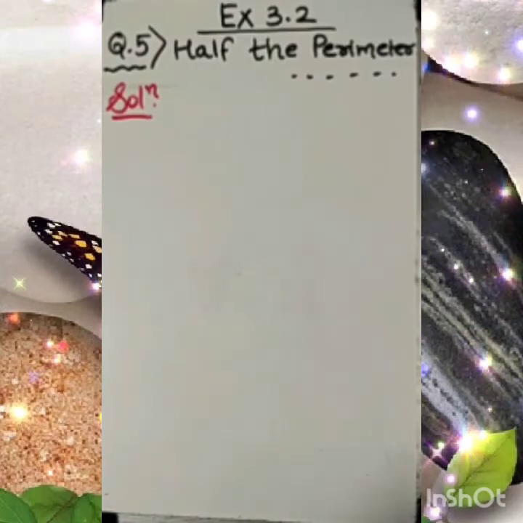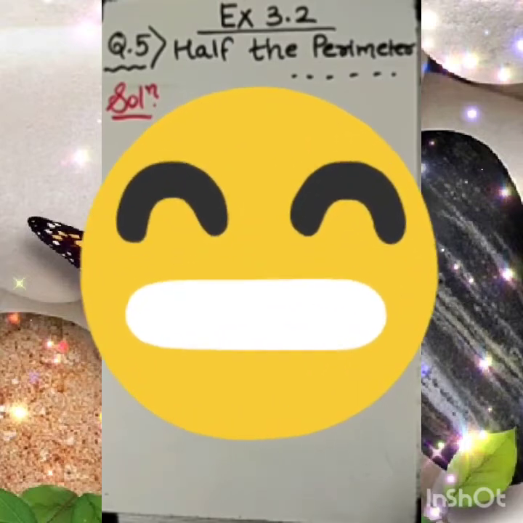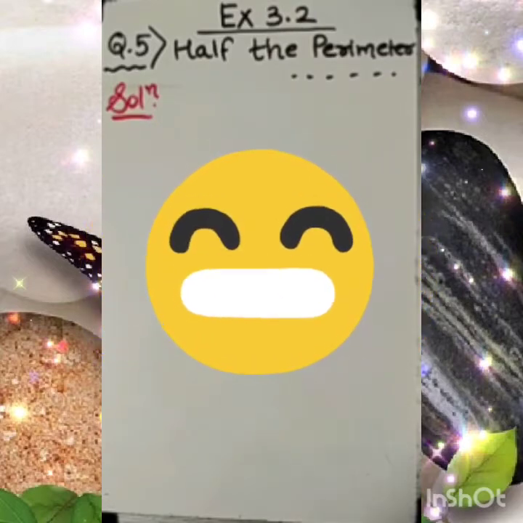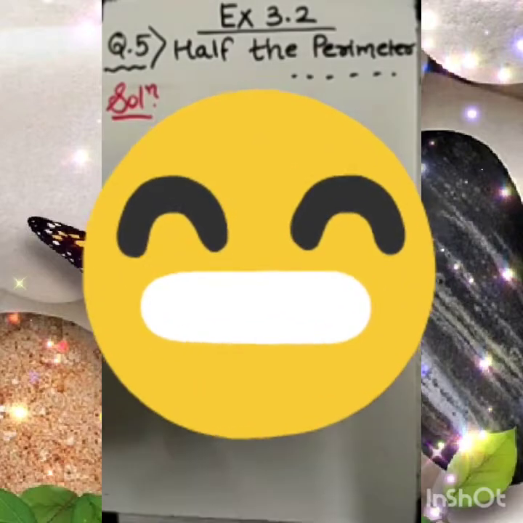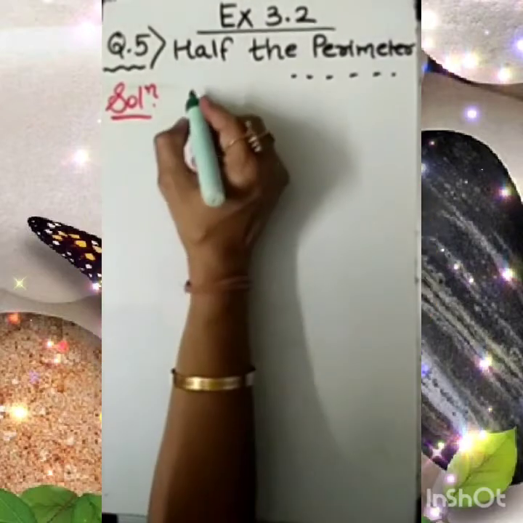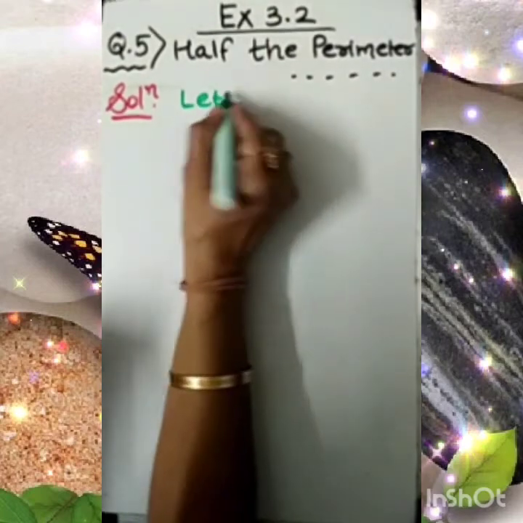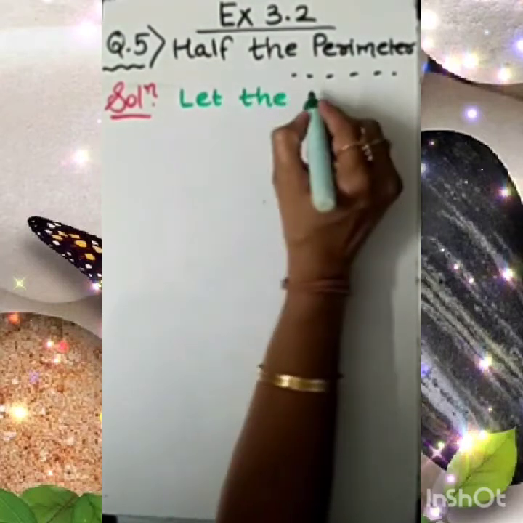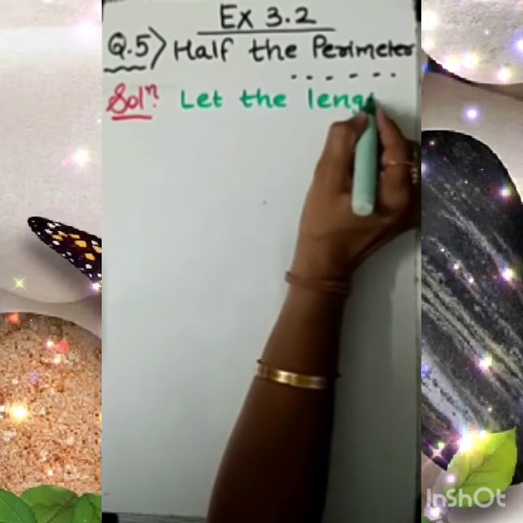Okay. Now, the first question will come to our mind. Have they given us length? No. Have they given us breadth? No. So, first of all, we will begin our solution with this step. Let the length of the garden, let's start. Let the length of a garden.